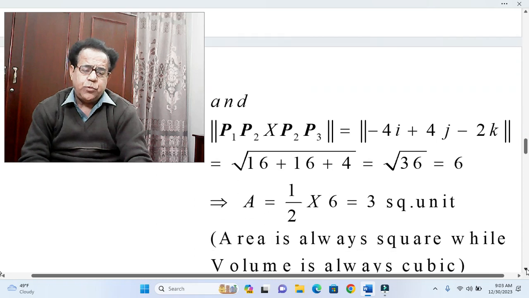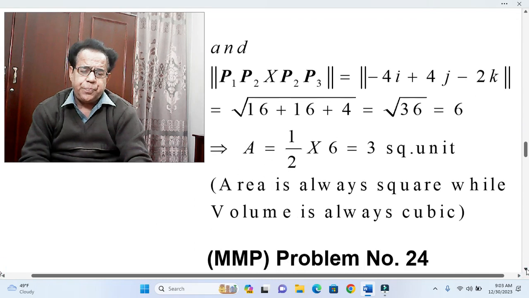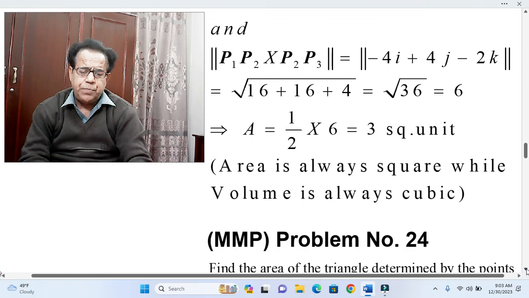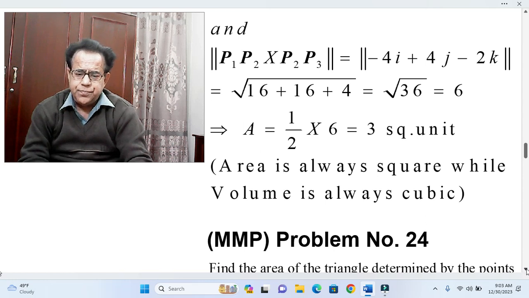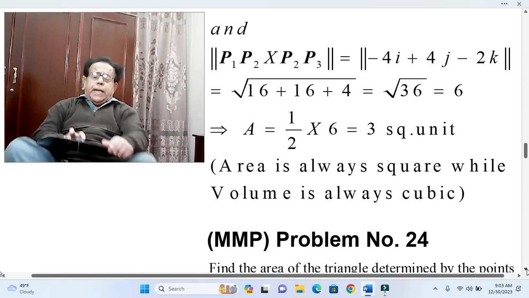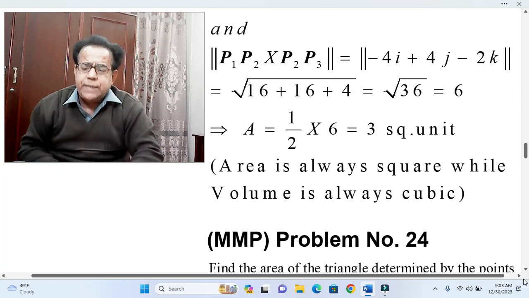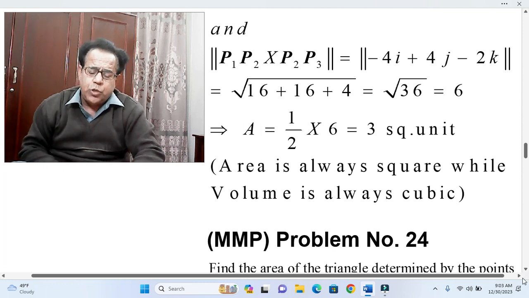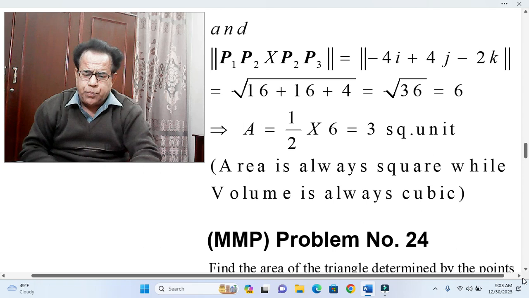So dear students, here the magnitude of the cross product of P1P2 and P2P3 becomes equal to 6, as I have already explained. Similarly, the area of a triangle is half of the area of the parallelogram, and hence A becomes equal to 3 square unit. As usual with the previous problem, area is always square while volume is always cubic.